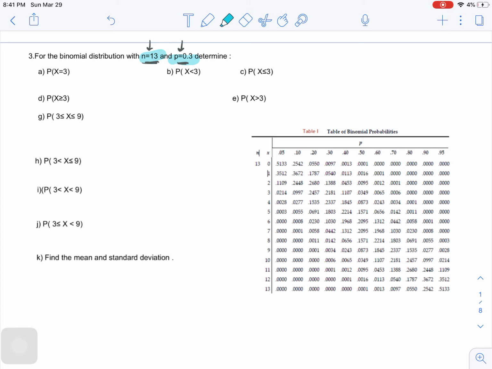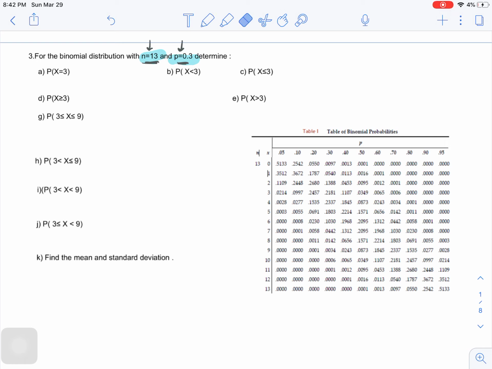This problem asks us to find the probabilities associated with different values of x. And in part K, we're going to find the mean and standard deviation. Now, when we want to find the probabilities for a binomial distribution, we have two options. We can use a table, which looks like this. You'll find this at the bottom of this worksheet. I've just moved it up here for convenience. Or you can use your calculator. In this video, I'm going to focus on using the table. You can ask your TA if you need help using your calculator to do these problems.